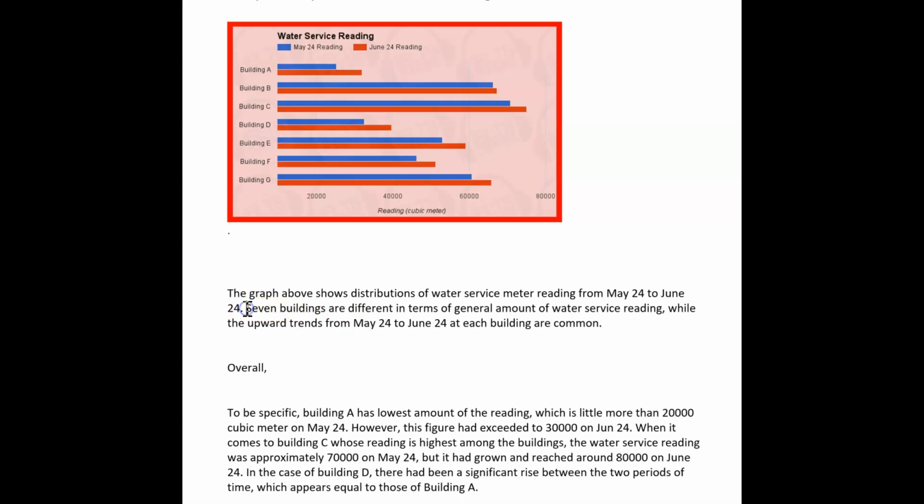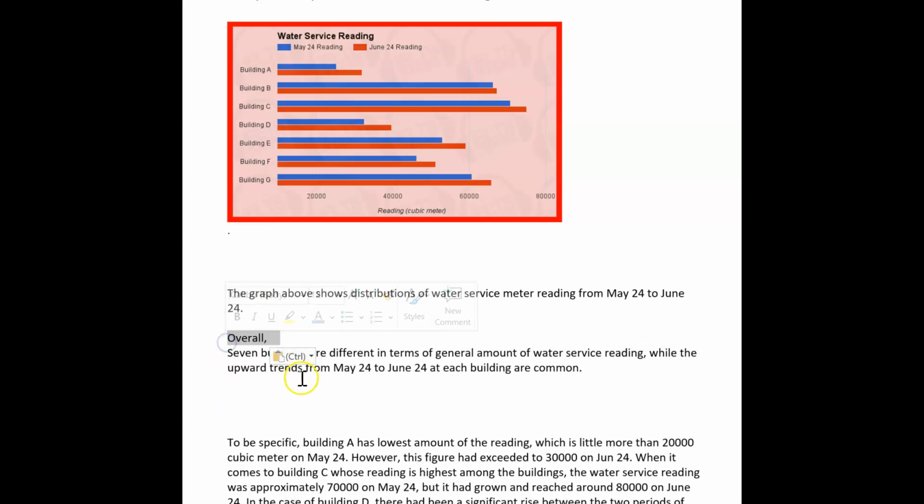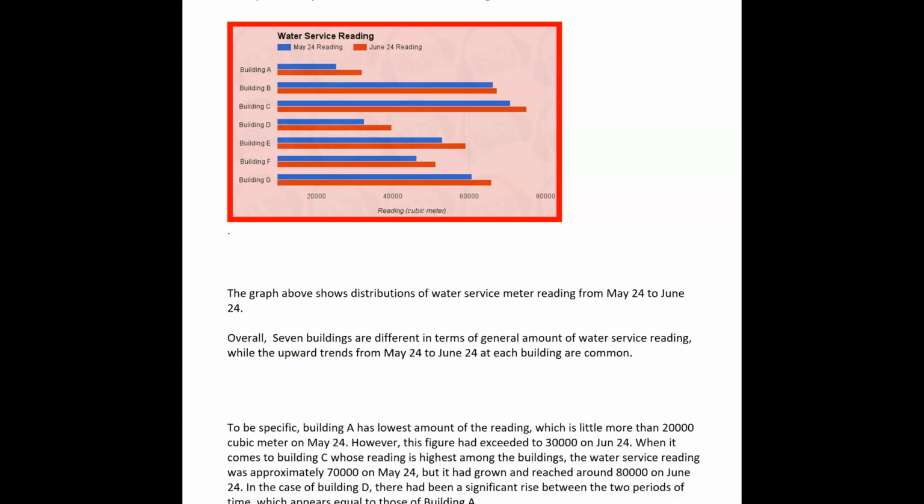Okay, so this could be your overall sentence. Remember I was talking about that yesterday. That would be your overall sentence. So overall, the 7 buildings show an upward trend. Yes, okay, good point.